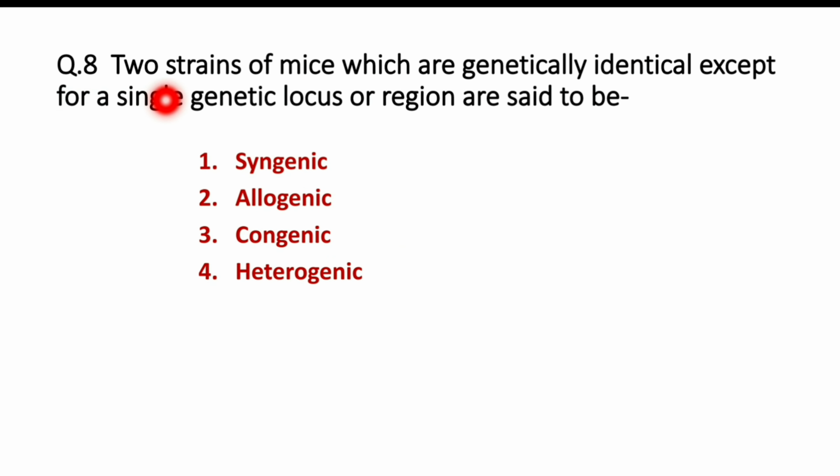Question number 8. Two strains of mice which are genetically identical except for a single genetic locus or region are said to be. Options are syngenic, allogenic, congenic and heterogenic. The right answer is option 3, congenic.